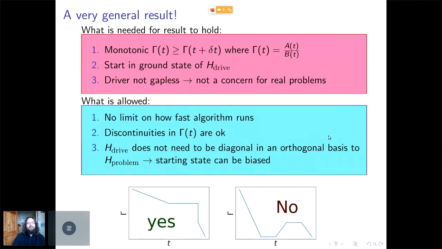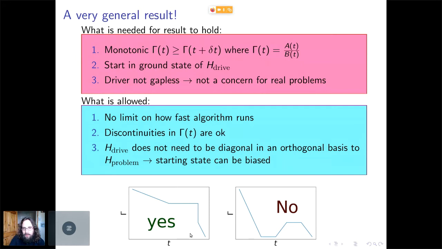And finally, I haven't said anything about your driver Hamiltonian being diagonal in an orthogonal basis to the problem. In other words, this ground state can actually be biased. It can be biased towards certain states. It doesn't have to be an equal superposition. And I'll talk a bit later about how you might do that. So the point is, schedules like this, where you maybe sit around at some point for a while, do something like a quantum walk, instantaneously change very quickly, that's all fine.